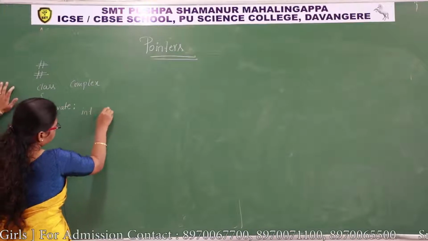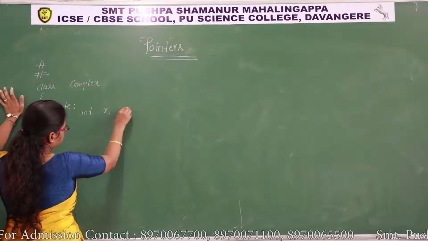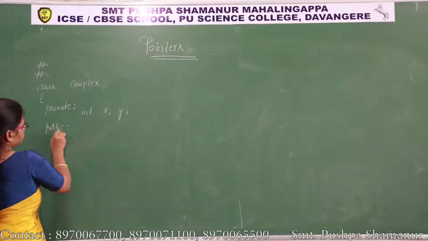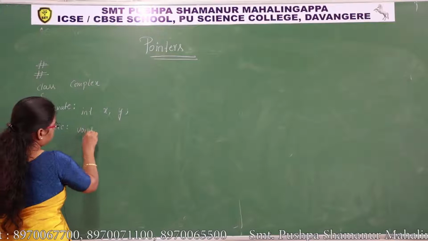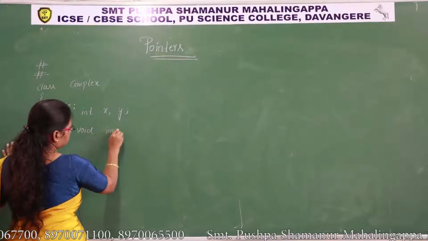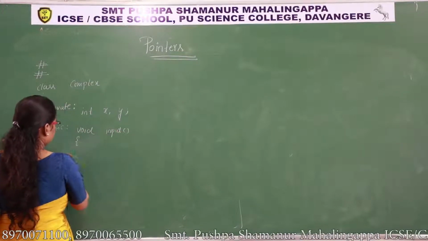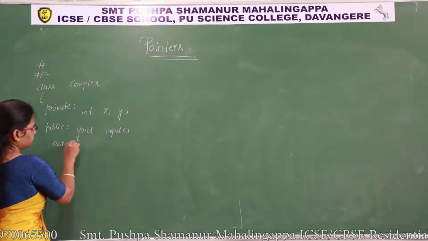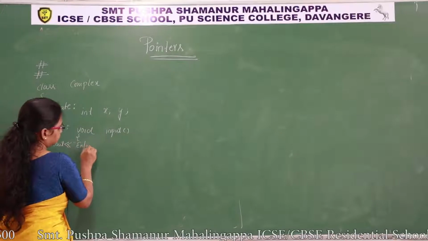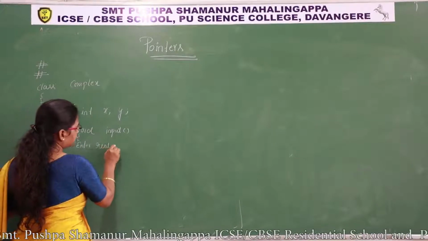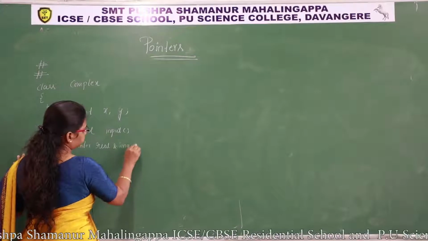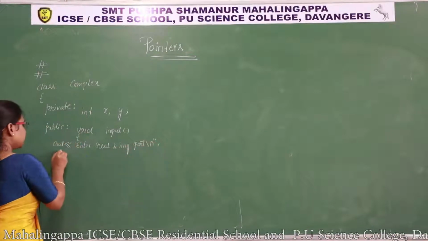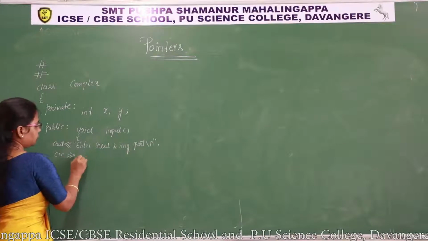So these two are the real and imaginary parts, x and y. In the public section, let us take a function void input. cout, enter real and imaginary part, cin extraction x and y.